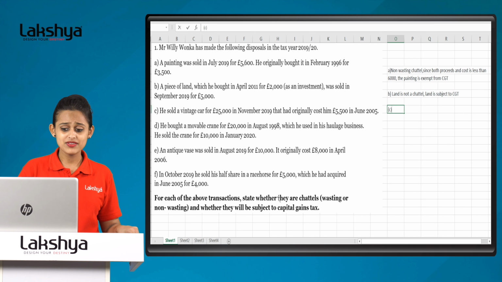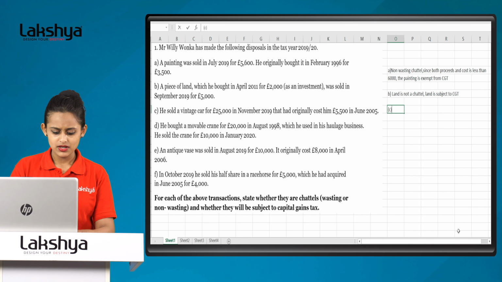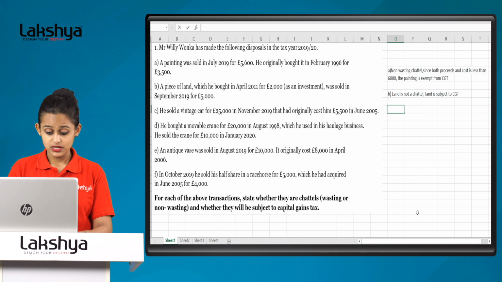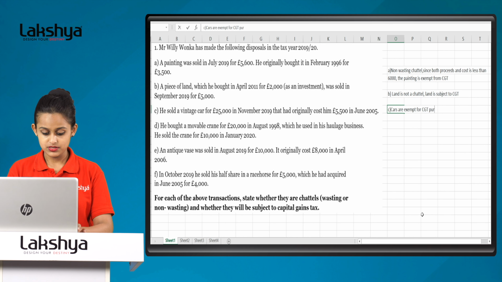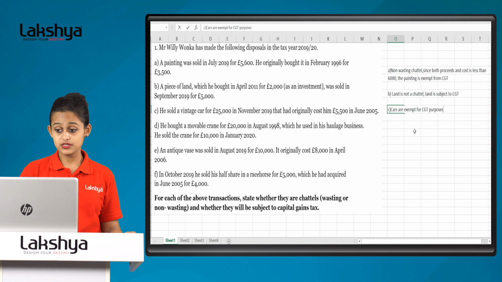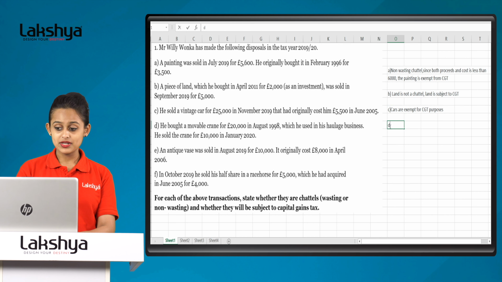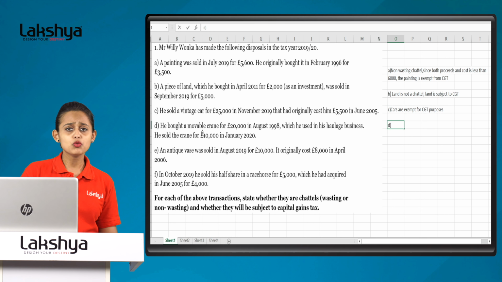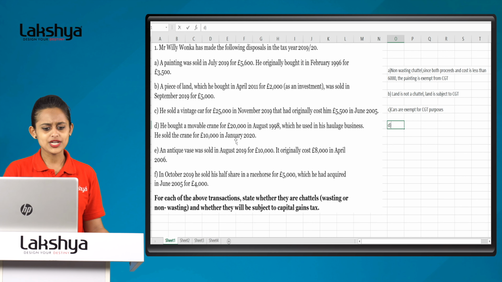So, you are supposed to say whether they are chattels or not. You can just write that cars are exempt for CGT purposes. Okay. Now, let us go to the next one. He bought a movable crane for 20,000 in August 1998, which he used in his haulage business. He sold the crane for 10,000 in Jan 2020.